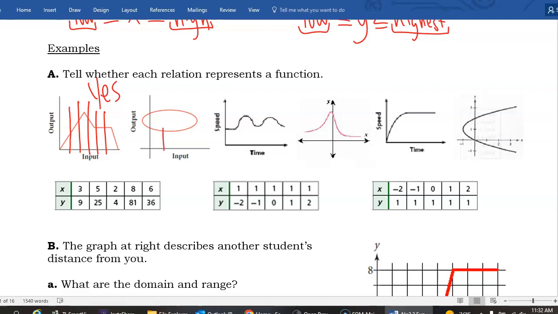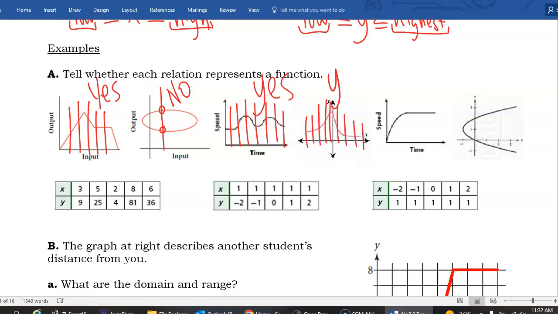If any input value has multiple outputs, right here I hit it once, I hit it twice, no, it is not a function. So check a couple if you need to, just to be sure. Yes, that is a function. Each of those lines hit the graph exactly one time. Check a couple of input values if you need to. Yes. Each line is hitting the graph once.